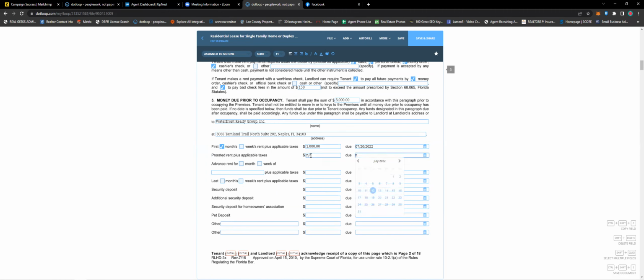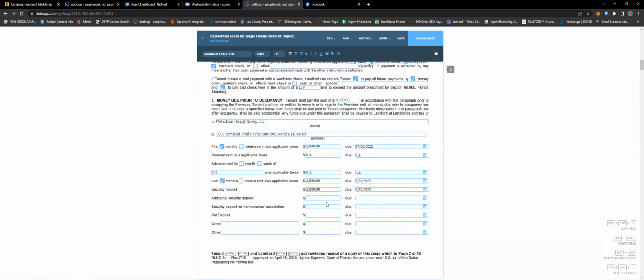Advance rent, for the month of, we're going to put July 2023, the amount of $1,000. Actually, that's going to be filled in below, so we're not going to worry about that. We're going to put an NA here. My apologies. We're going to put last month's rent. $1,000 is going to go here. It'll be due on 7/20/2022. Security deposit's going to be the same, due on the same day.